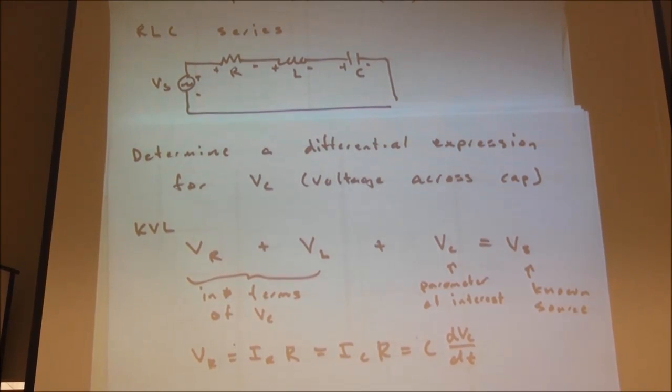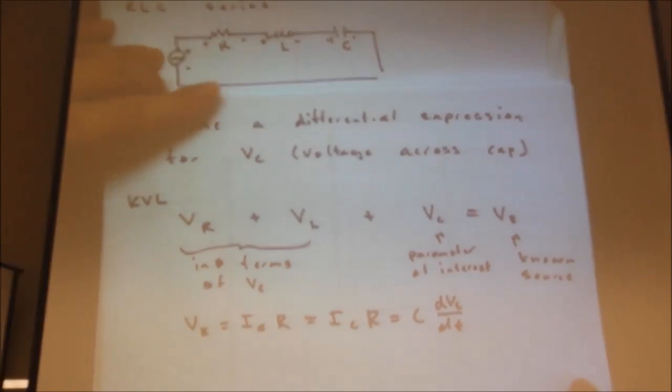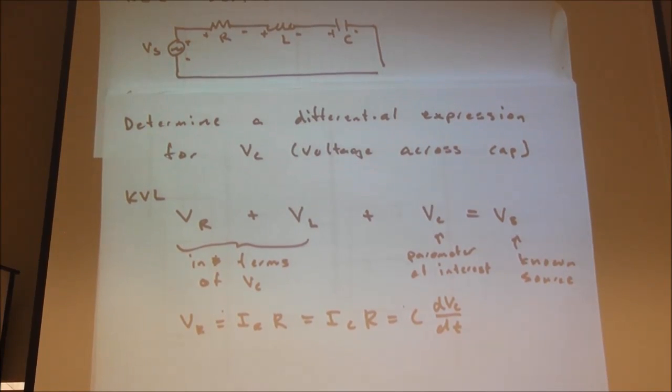Well, VL is a little bit more complicated, perhaps. We have an expression for VL. That's L dI/dt, right? Well, once again, it is still a series circuit. That hasn't changed in the last 30 seconds. So IL is IC.